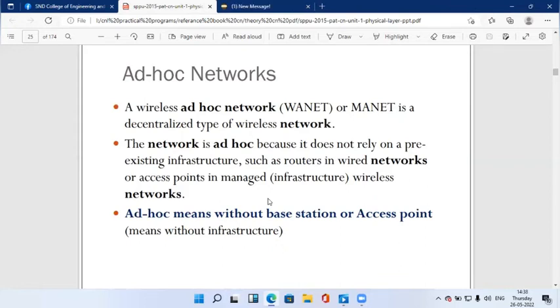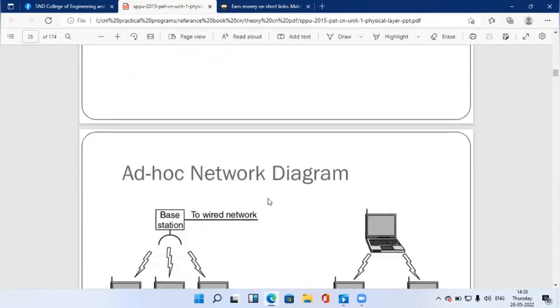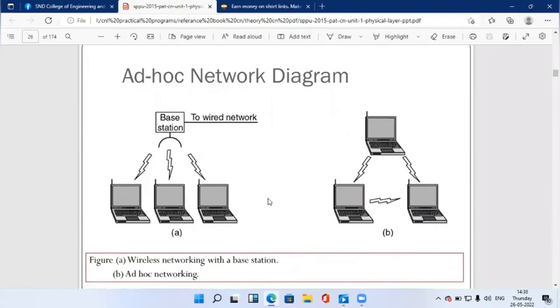The third point is that ad hoc means without base station or access points. So in an ad hoc network, we do not require the base station or access point. This is the diagram of your ad hoc network.